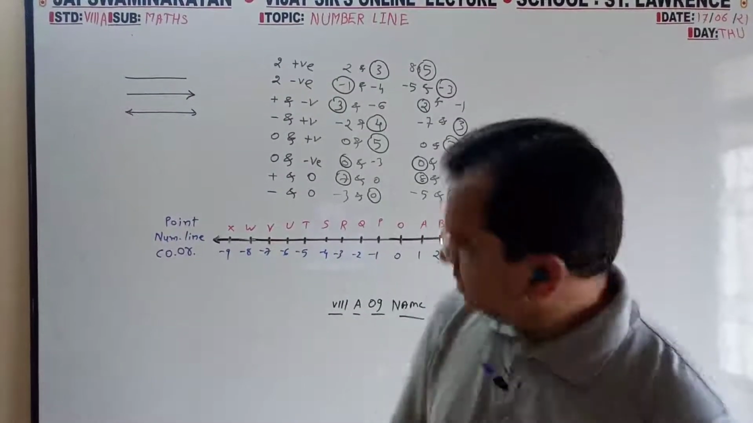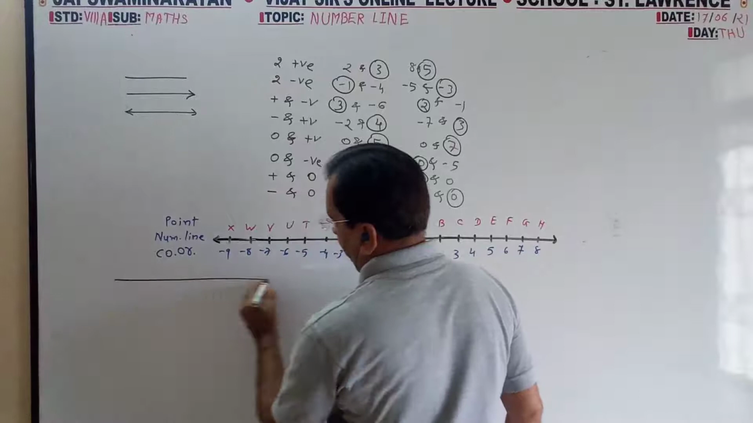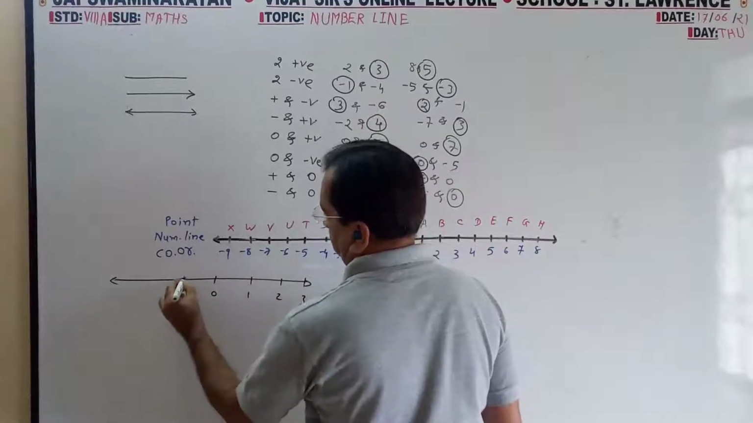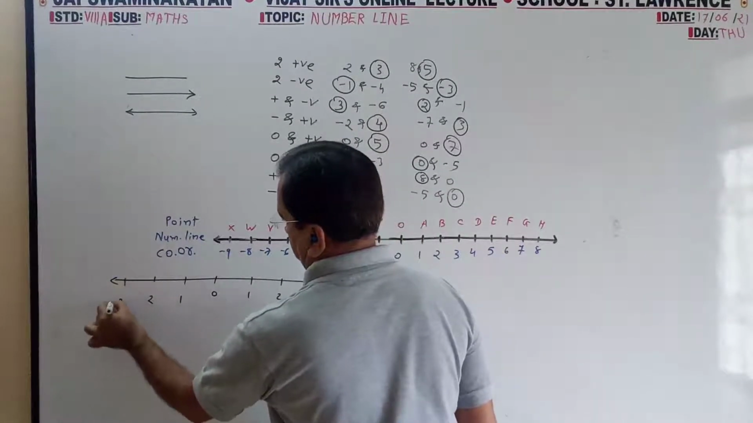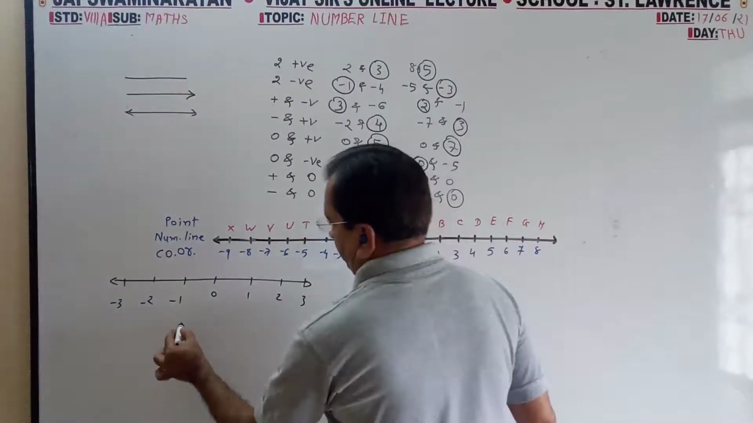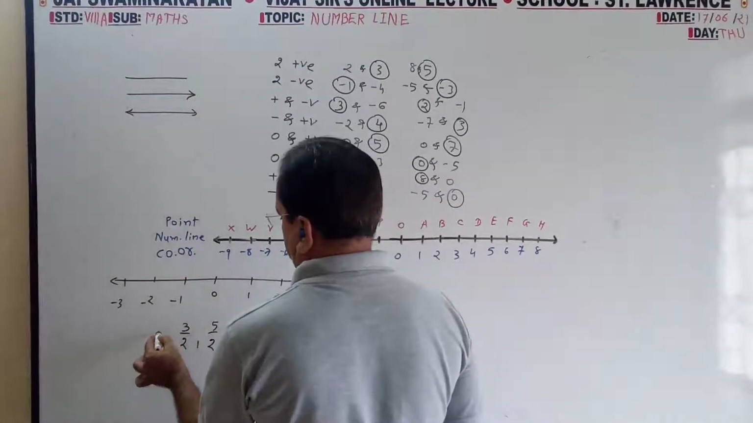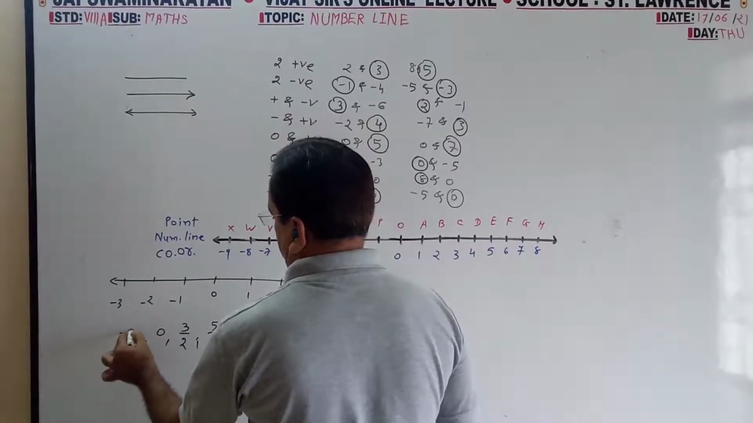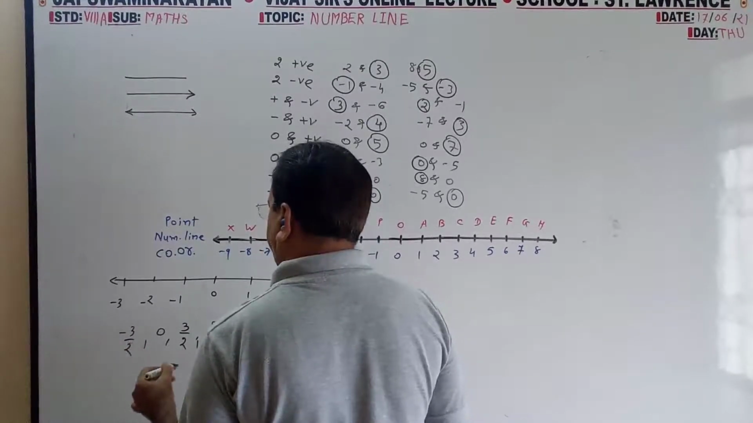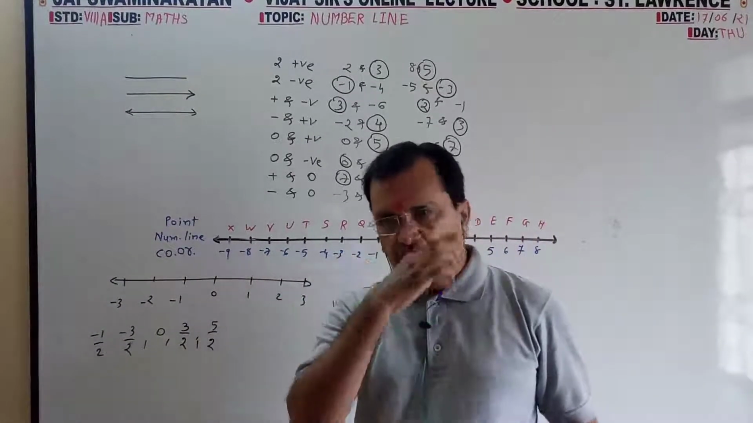Now there is a question: on a number line you have to show 3/2, 5/2, 0, minus 3/2, minus 1/2. So all have 2 in the denominator.